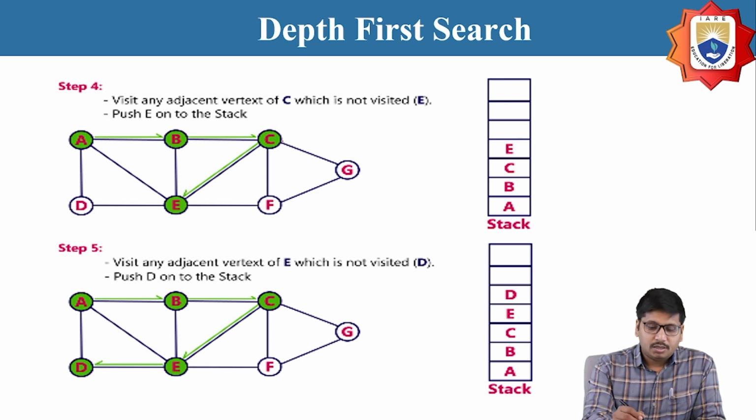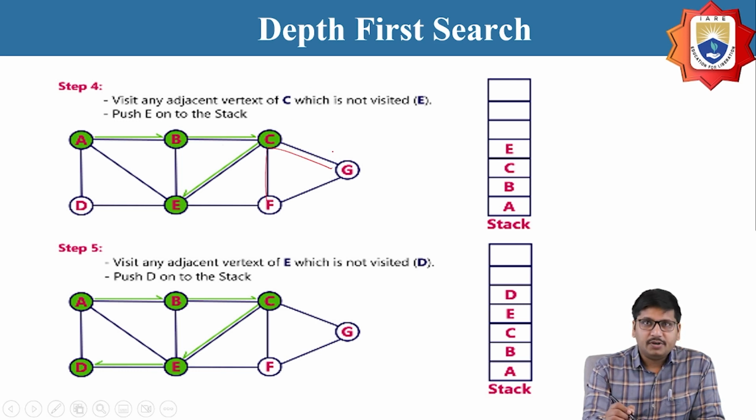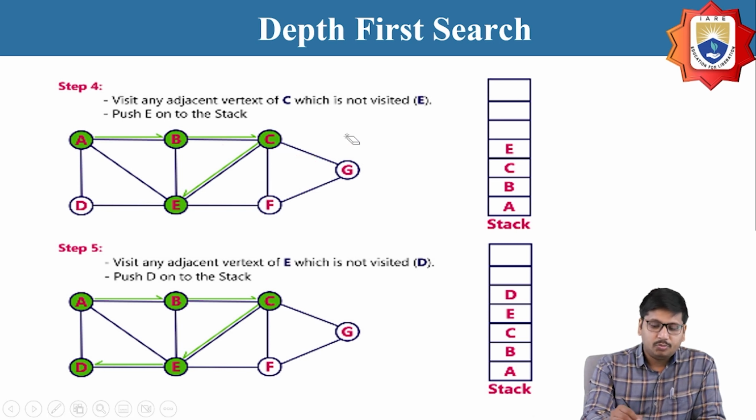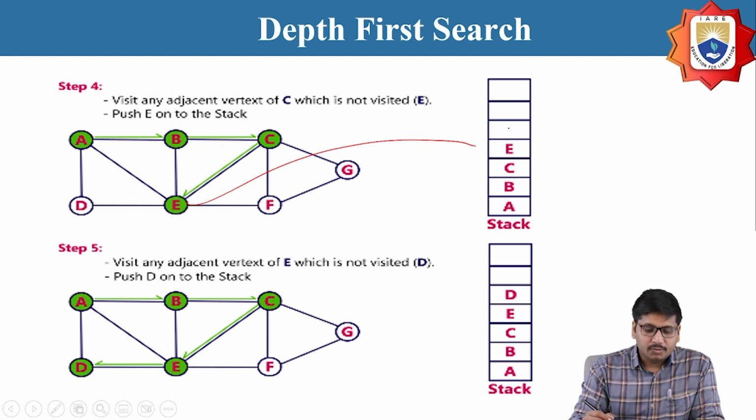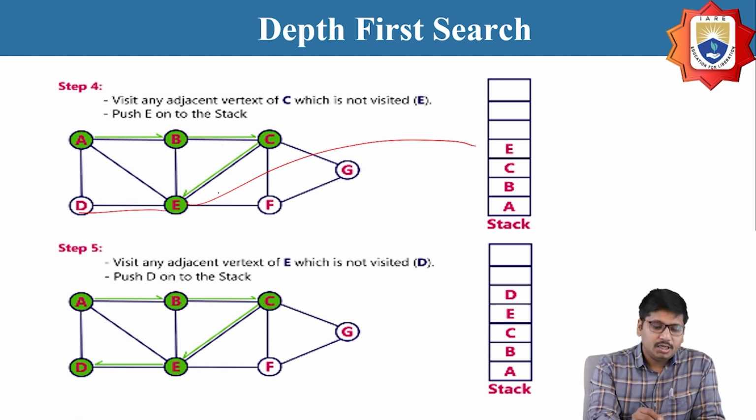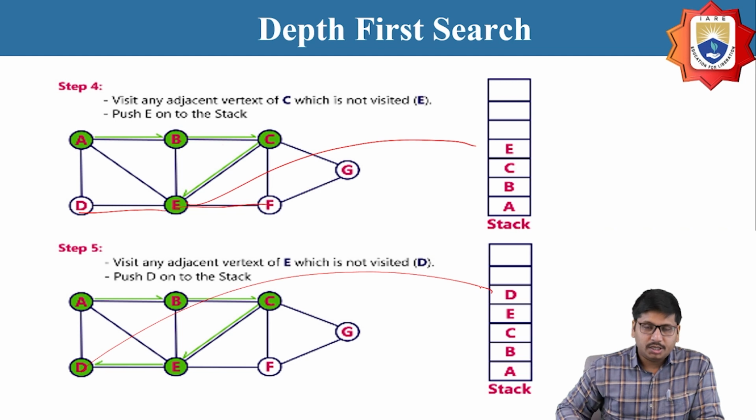And for C, what are the adjacent vertices? B, E, F and G. For this, I'm going to choose E here, so I'm going to push E onto the stack. And for E, the adjacent vertices are D and then F. So I'm going to choose D, and D should be pushed onto the stack.